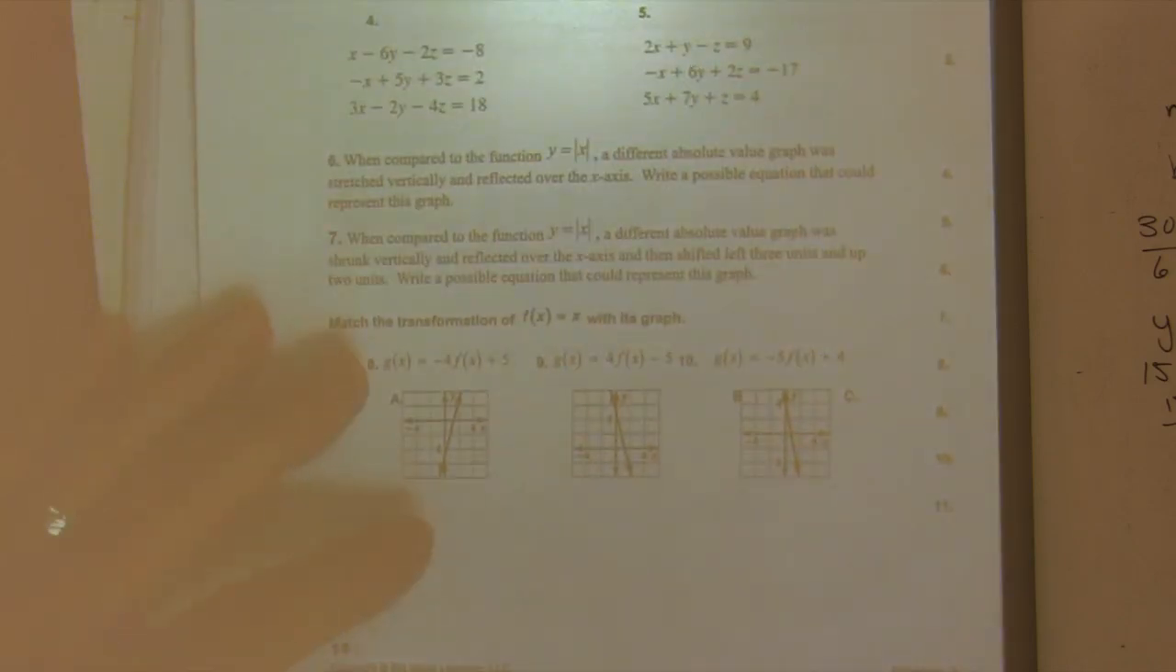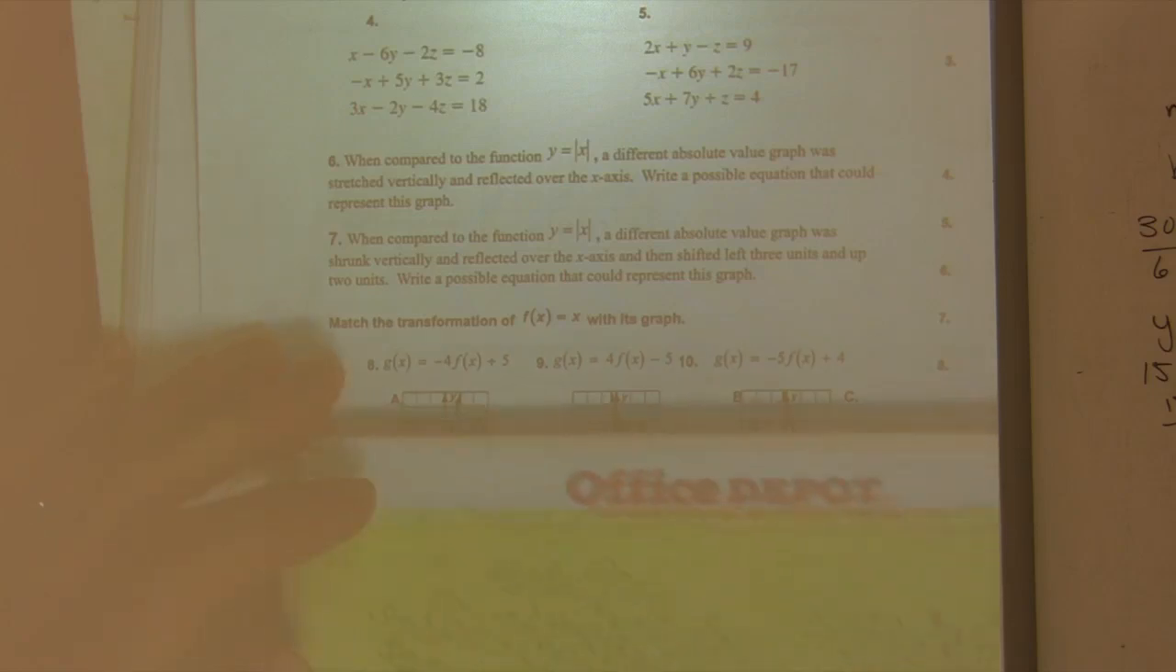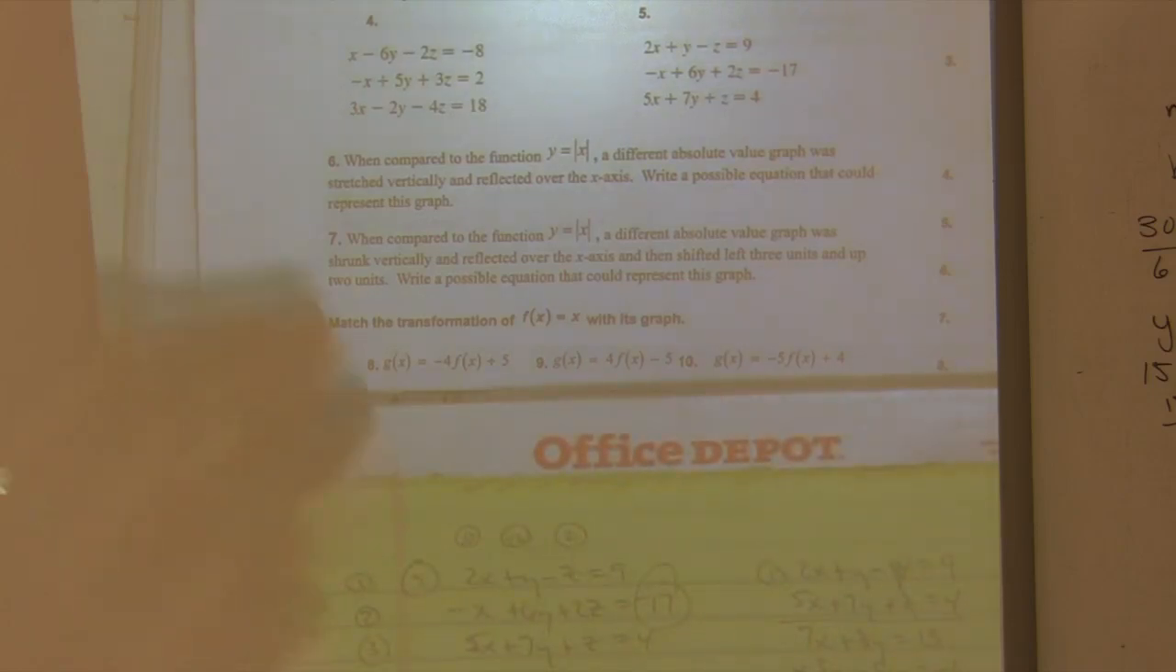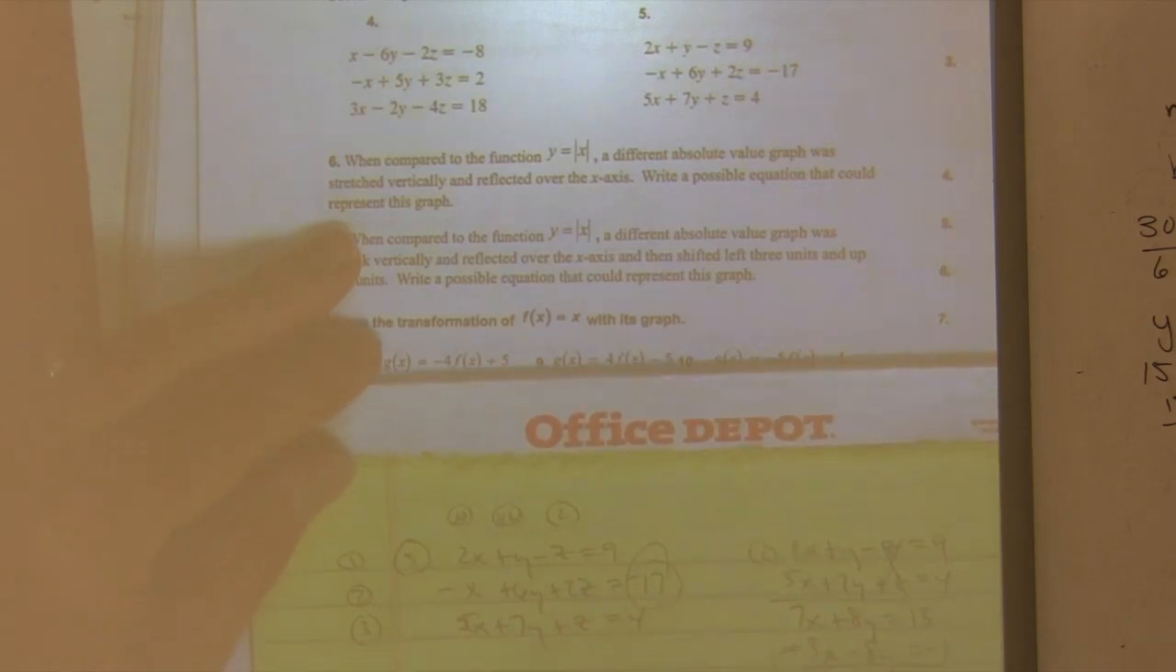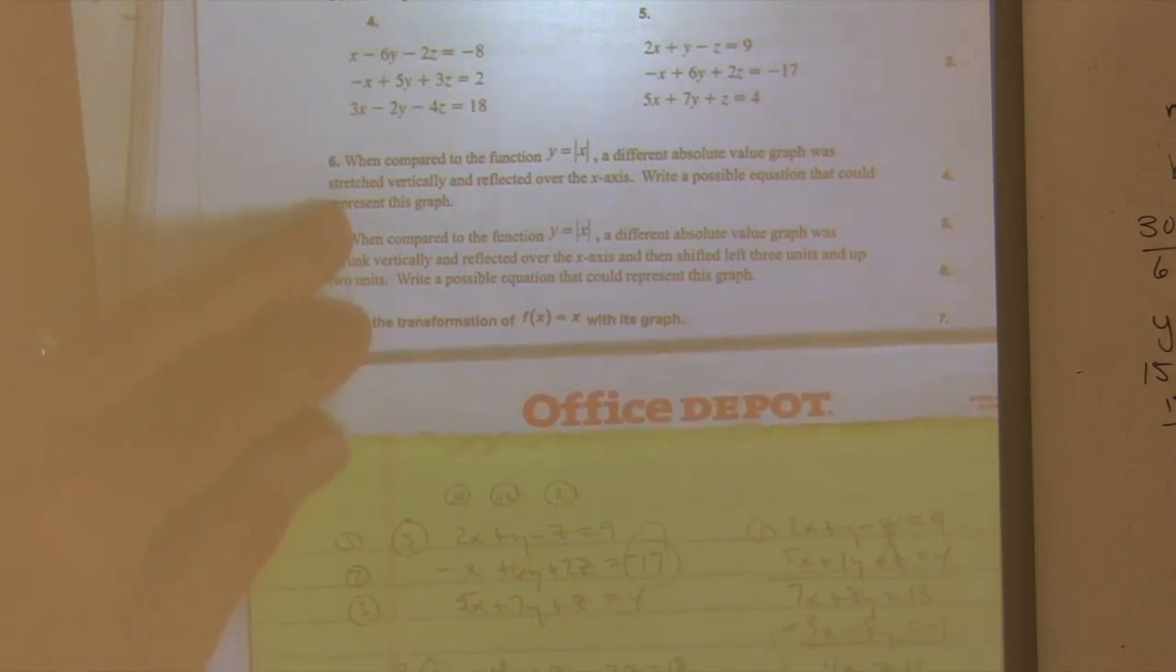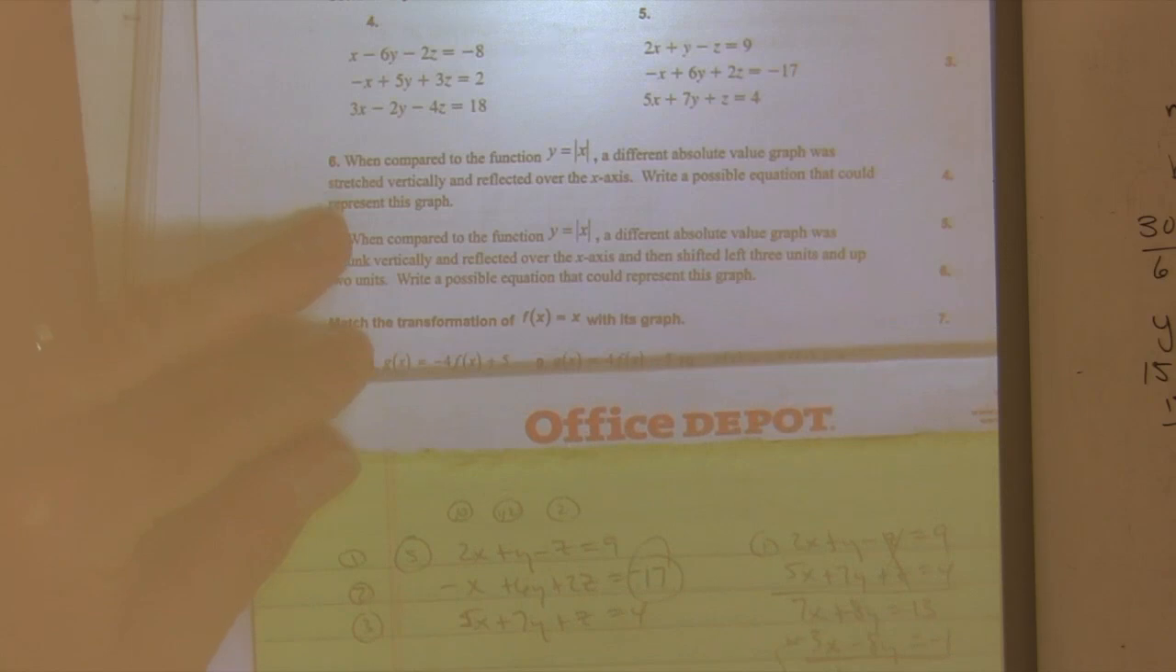So now we go to 6 and 7. So 6 asks us to write a possible equation that could represent the graph. And they give us the parent function of y equals absolute value of x, and they ask us to stretch it vertically and reflect it over the x-axis.